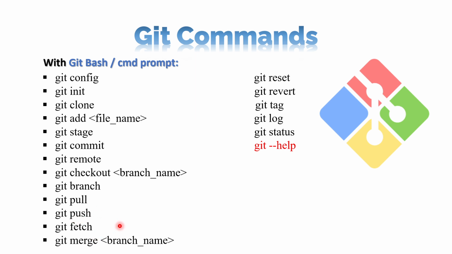We can fetch the latest changes which were recently published into Git, and we can make multiple branches also. We can reset and revert the Git changes, and tag our commits with a specific name for easy filtering. We can check the logs and status. We can use git help to know about all these commands in a detailed way.